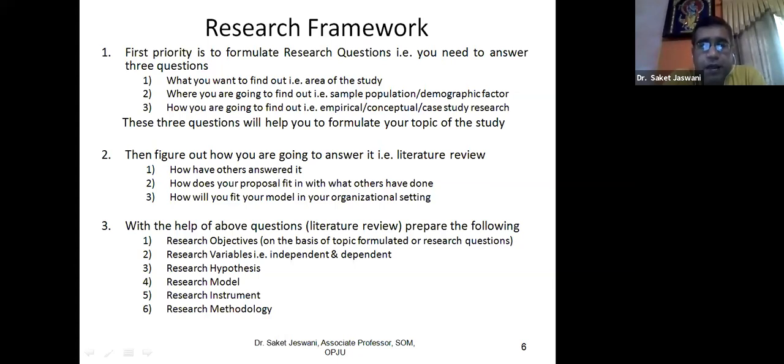The second point: how does your proposal fit in with what others have done? Now you will compare your proposal with the works done by others. Are you saying the same thing others are saying, or something different which others have not said? Is there a difference or is it somewhat similar? If you say there is an increase in sales of umbrellas in the rainy season, almost everybody says that, right?